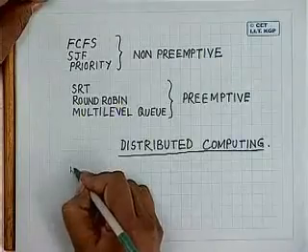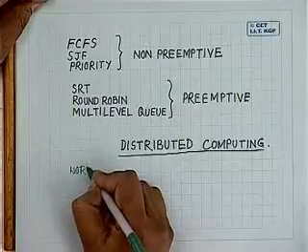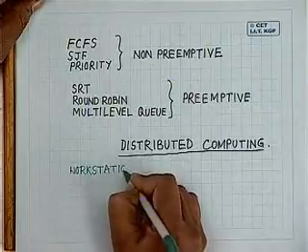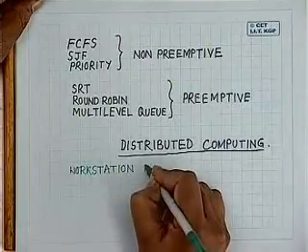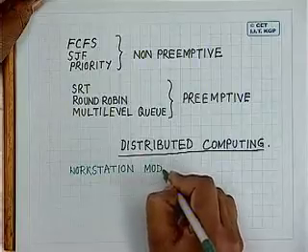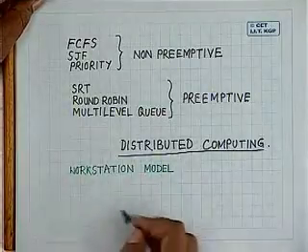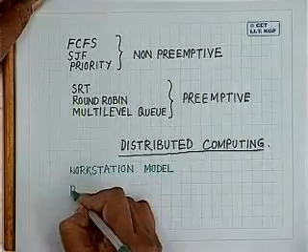Now when I come to this distributed computing environment, typically I can have two types of environments. We have to see what the model of the distributed environment is. One is called a workstation model. And the second model is called a processor pool model.